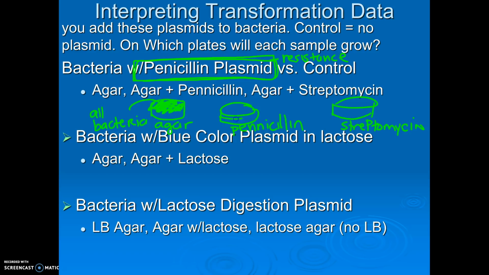Now, the second plate, we have agar, but we've added to it the antibiotic penicillin. So in this plate, only the bacteria that picked up the plasmid will grow. The ones that did not pick up the plasmid will be killed by the penicillin. So this one would be a good way to screen these bacteria. And on this third one, we added a different antibiotic, streptomycin. In this plate, nothing will grow because our bacteria do not contain any kind of plasmid to make them resistant to streptomycin.